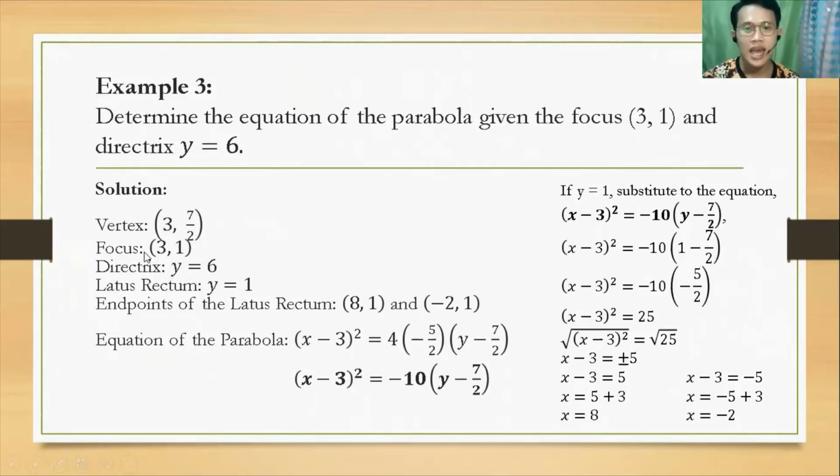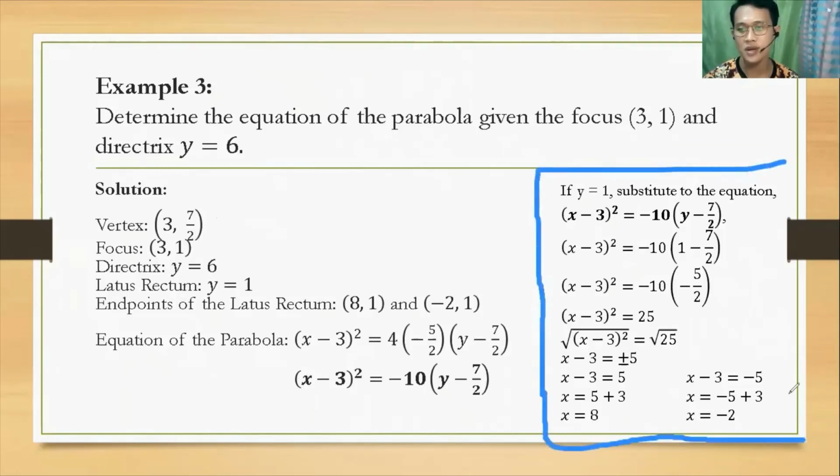And for the focus, we have (3, 1), basically from the given. And then the directrix from the given, that's y is equal to 6. And then the latus rectum, basing from our focus, that's y is equal to 1. And in finding the endpoints of the latus rectum, it is shown here on the right part. That's how we find the endpoints of the latus rectum. It will really take time.